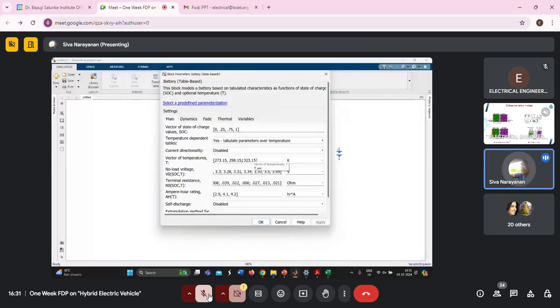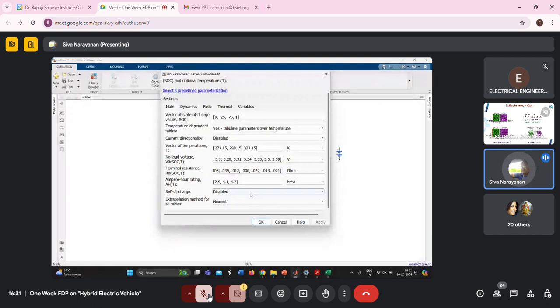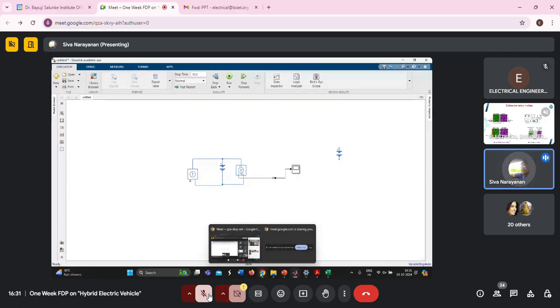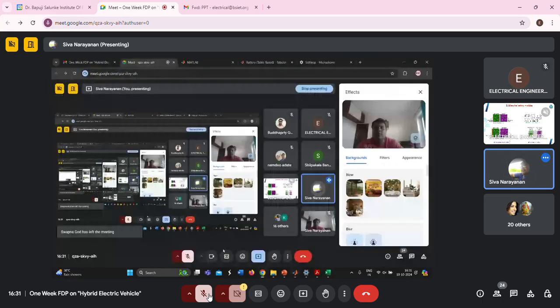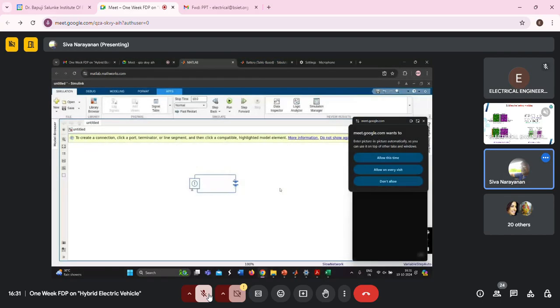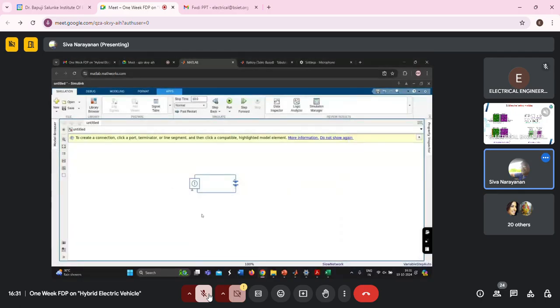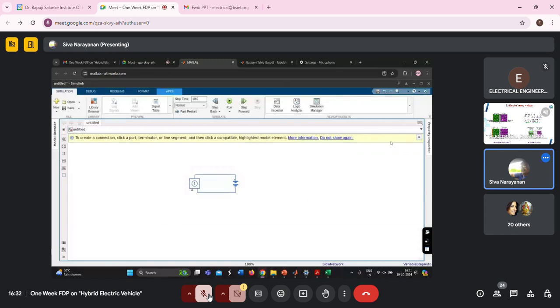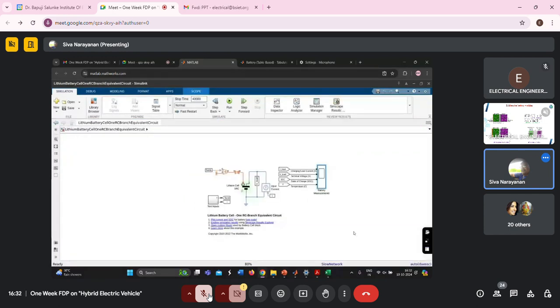For 3 different temperatures and these 4 SOCs, you can give the open circuit voltage, the R naught, and the capacity. Like this you can feed the values, and as I said, for this battery you give the current as the input and you get the voltage as the output. Here I will show you one example. This is an online version of MATLAB.